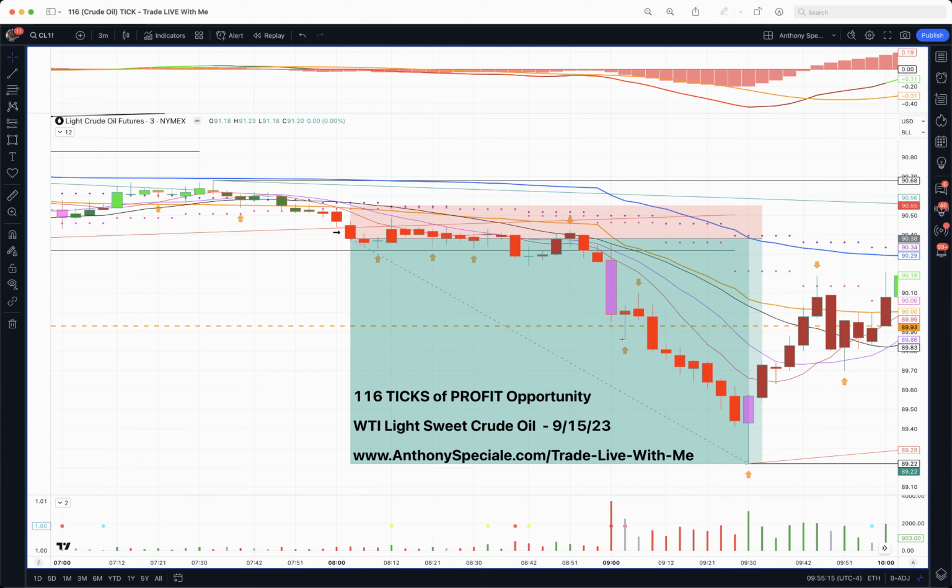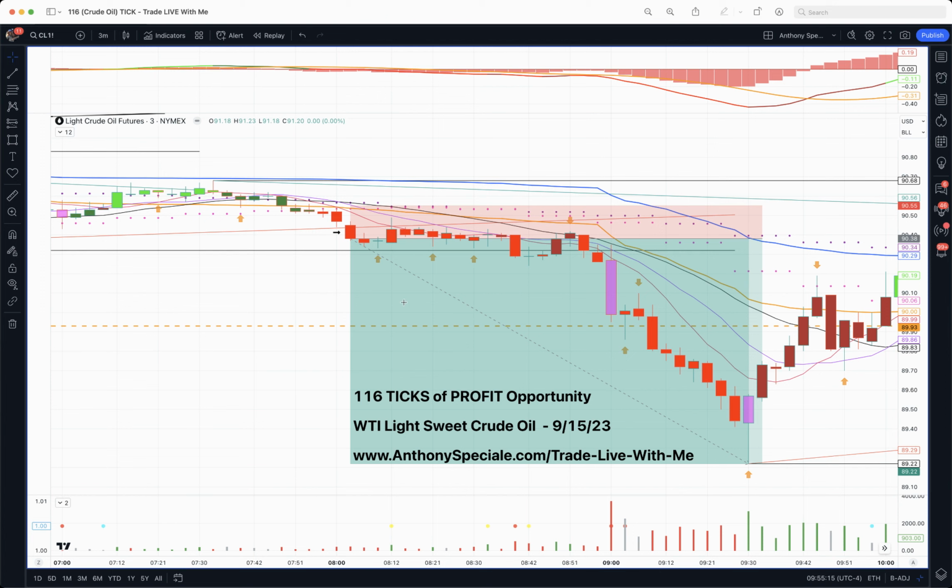We had some indecision here over a period of two candles as we consolidated in this area, ultimately to break and close below this prior low, which was the foresight to say, hey, this is likely to go lower, which we ultimately did, as we fell as low as 89.22, offering us a total from the entry to the absolute low of 116 ticks of profit-taking opportunity.